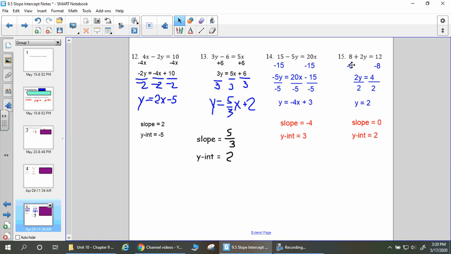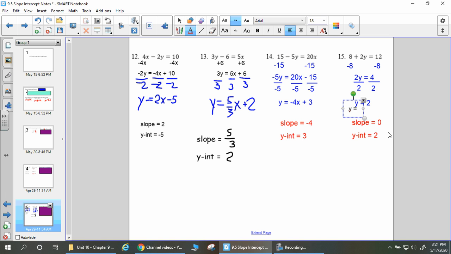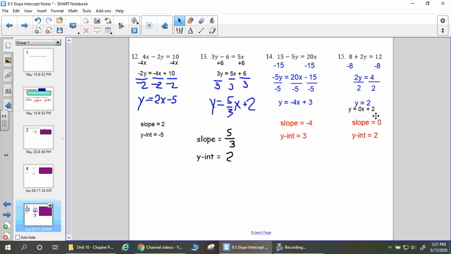Last one, subtract 8 from both sides. I have 2y. This 12 did not have an x, which means 12 minus 8 is 4. Divide by 2 and y equals 2, which might seem a little strange. What you can think is happening here, and if it helps, you could write it this way, that y would equal a 0x plus 2, right? There was no x term, so it's the same as saying 0x. And so if I have 0x, my slope is 0, my y-intercept is a positive 2.